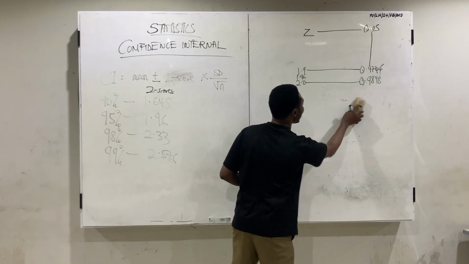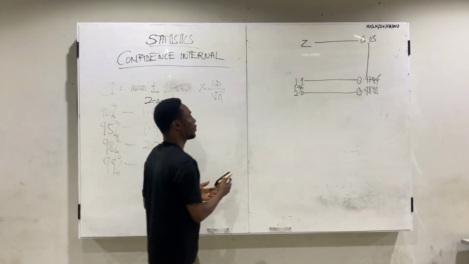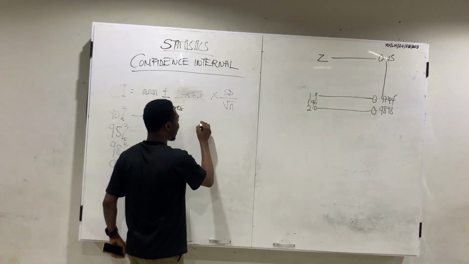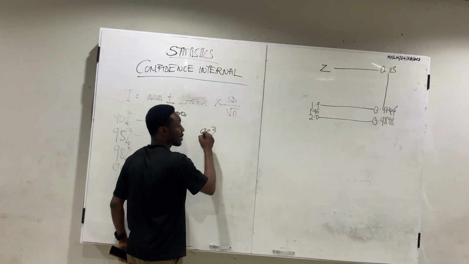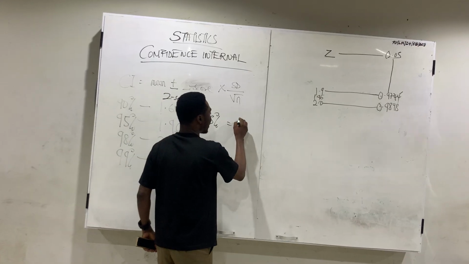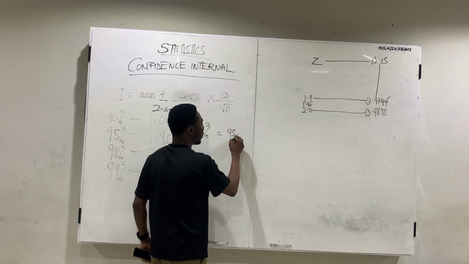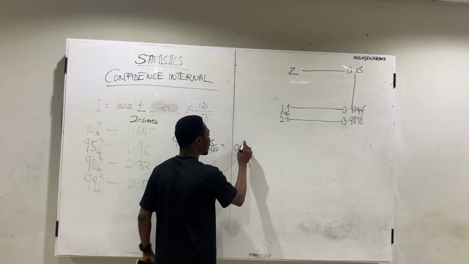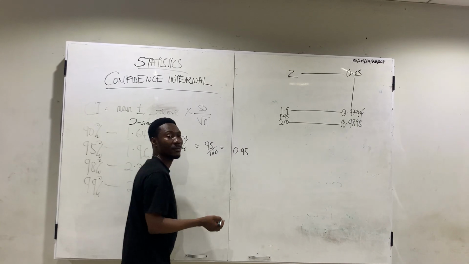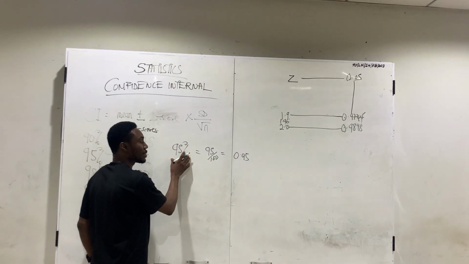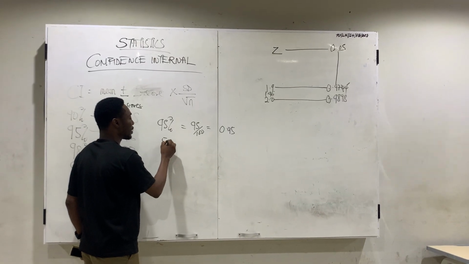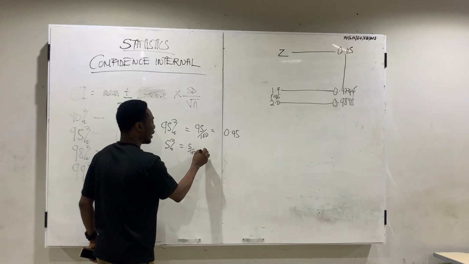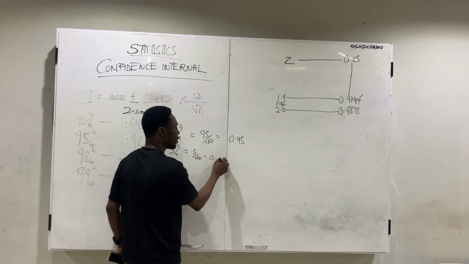So let me just go over it for the last time for you. I mentioned that if the examiner tells you to use 95%, 95% is the same as 95 over 100. And 95 over 100 is the same as 0.95. Now this 95%, the significance is 5%. 5% is also the same as 5 over 100. And 5 over 100 is the same as 0.05.